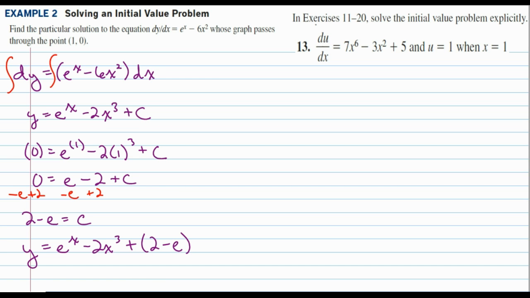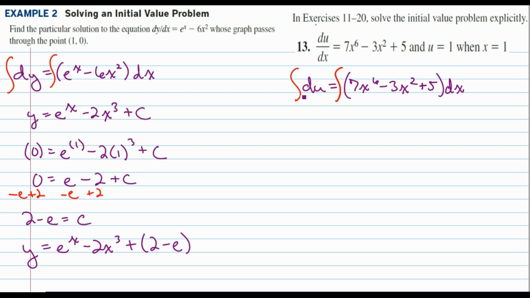Then I'll try problem number 13, says solve the initial value problem explicitly. Alright, so du dx, ooh interesting, du dx equals this polynomial, and u equals 1 when x equals 1. So basically what they're saying is your output isn't y here, your output is u. So we're going to treat this exactly the same. We're going to multiply both sides by dx to get the differential du this time. And now take the antiderivative of both sides.